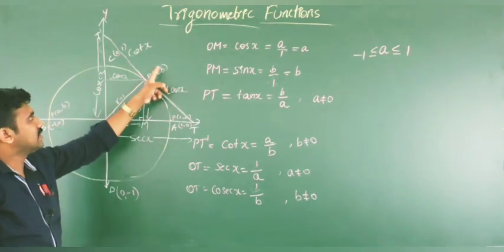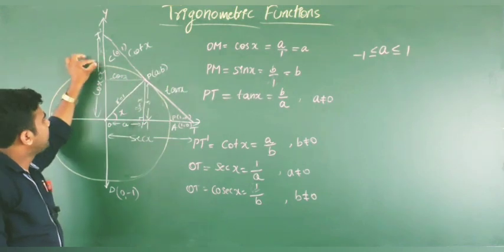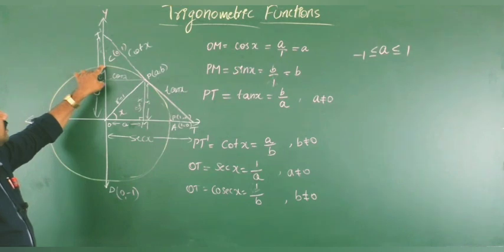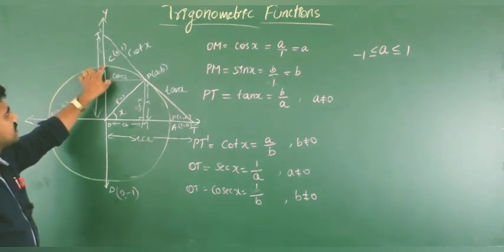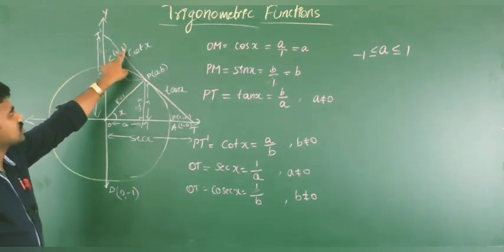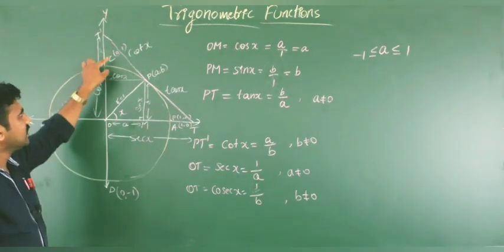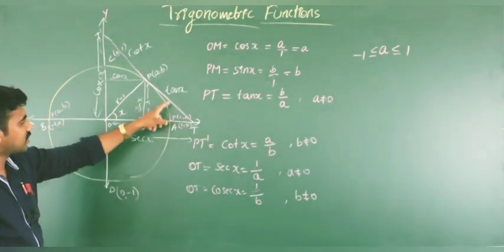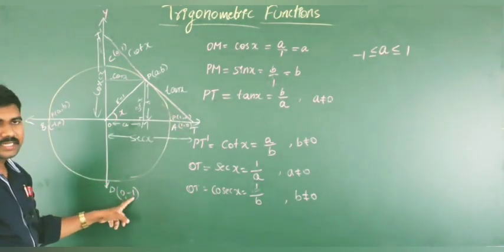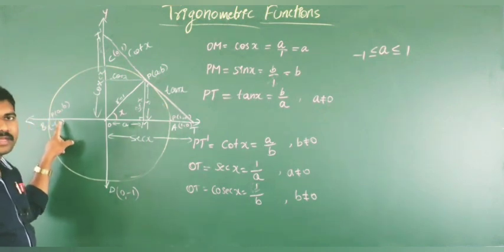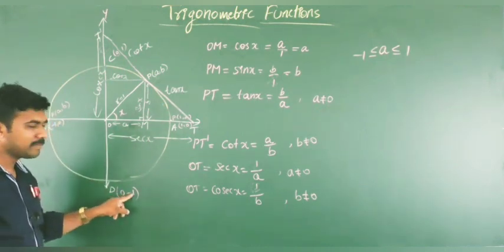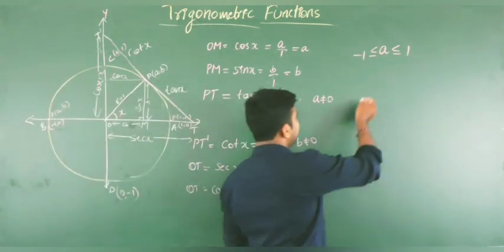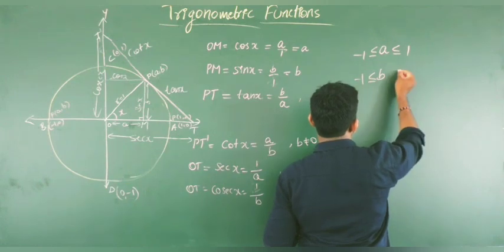Similarly, for the b value, b is the y coordinate. If we take the point on C, the coordinates of P become (0, 1), so the b value is 1. If we take the point at (1, 0), the b value is 0. Taking the point at the bottom, the b value is -1, and at the other side the b value is 0. So the least b value is -1 and the largest value is 1. So b ranges from -1 to +1.